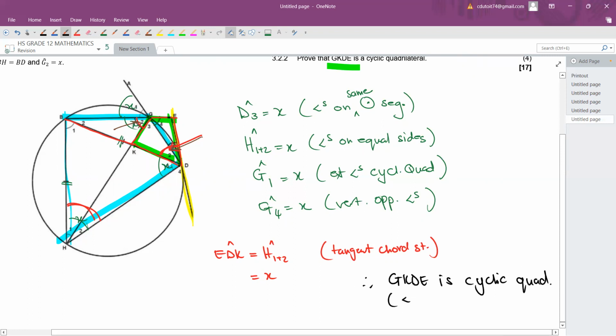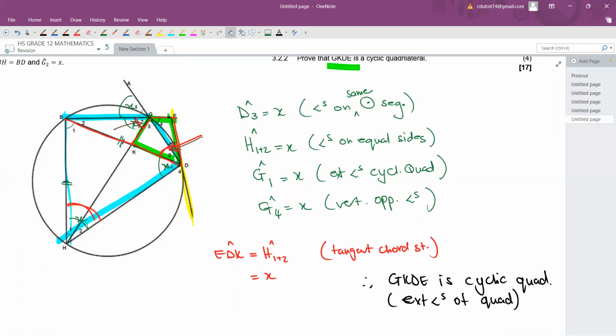Exterior angle of quad. So the exterior angle of that quad equals the interior angle. Okay, good. All right. Is that fine? So that we can conclude it's a cyclic quad.